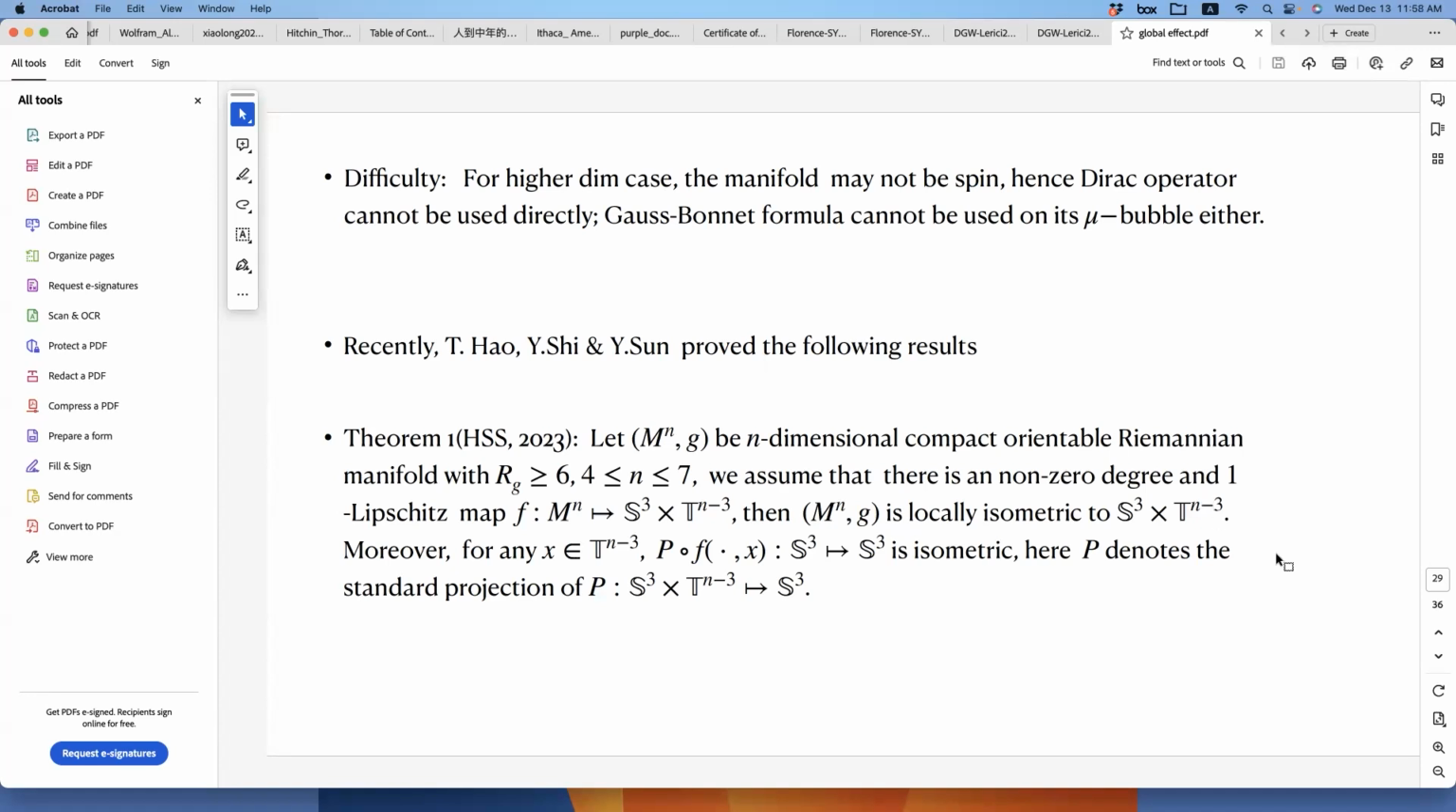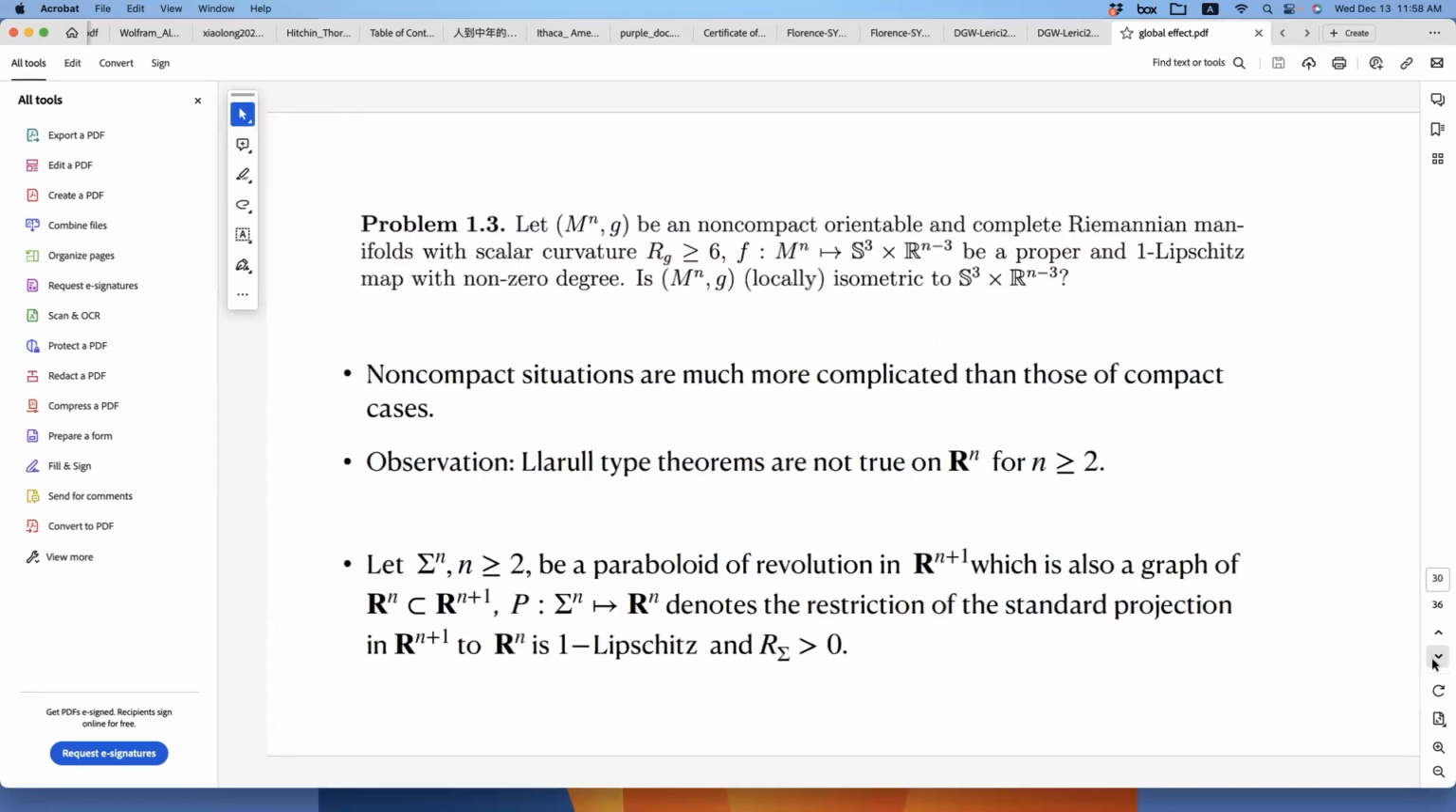Now, here's the problem. Let (M, g) be a non-compact orientable complete Riemannian manifold with scalar curvature bigger than or equal to 6, and let f from M to the model space be a proper, 1-Lipschitz map with non-zero degree. Is it possible to assure that (M, g) is locally isometric to the model space? That means the Llarull type theorem is also true. Is the Llarull type theorem true in this case?